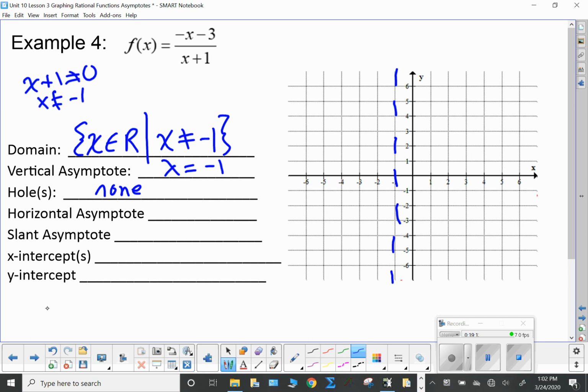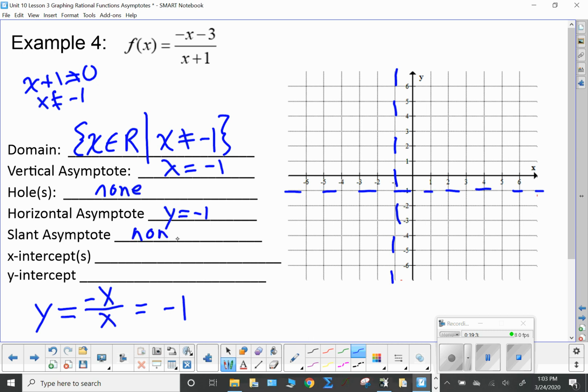My horizontal asymptote, y equals, now here I have -x over x. They're the same degree, so this is just -1. Y equals -1 is my horizontal asymptote. There goes the horizontal asymptote. Slant asymptote, there is none. Okay? And you won't see very many of the slant asymptotes. It's something that you're learning about, but you really need to get down the vertical and horizontal first.